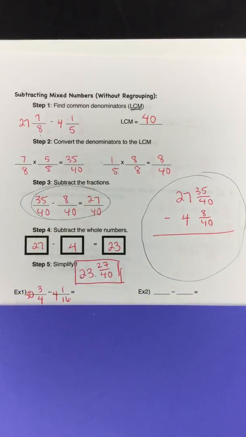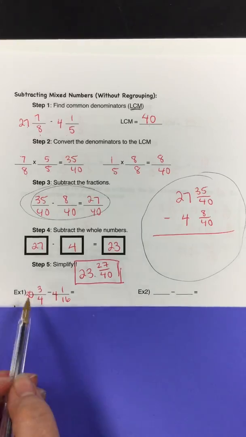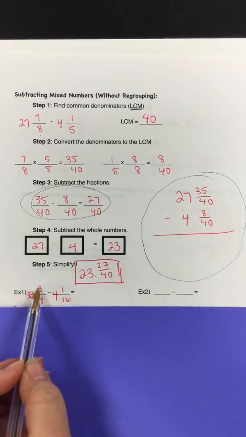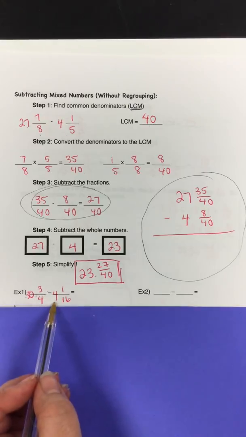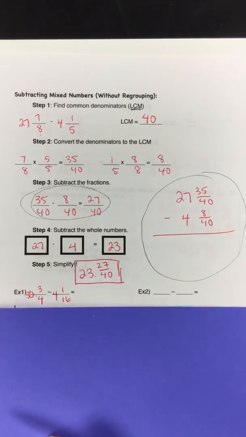What I'm going to have you do now is take a look at this example 1. We have 30 and 3/4 minus 4 and 1/6. I want you to go ahead and try this one on your own. Feel free to pause the video now and restart the video as soon as you're ready to check your answer. Go ahead and pause the video now.